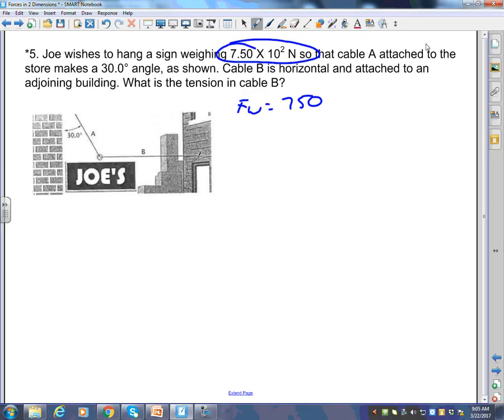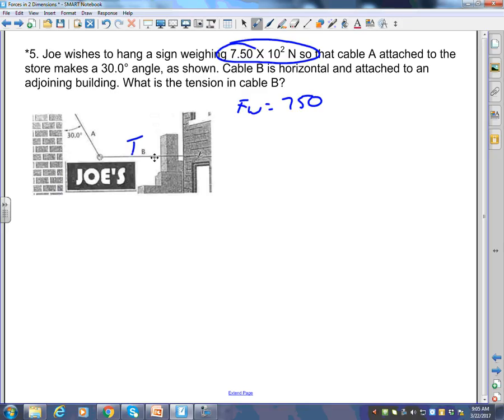Cable A is attached to a store making a 30-degree angle as shown, and cable B is horizontal and attached to an adjoining building. What is the tension in cable B? So we are really looking for, I guess we can call it TB. A does all the sort of vertical hanging, and for some reason there's this other cable that's going this way. Maybe there's something wrong here with the sign. It can't just be sort of held against the wall. I don't really know why we need this secondary cable over here, but nonetheless we have to find the tension in it.